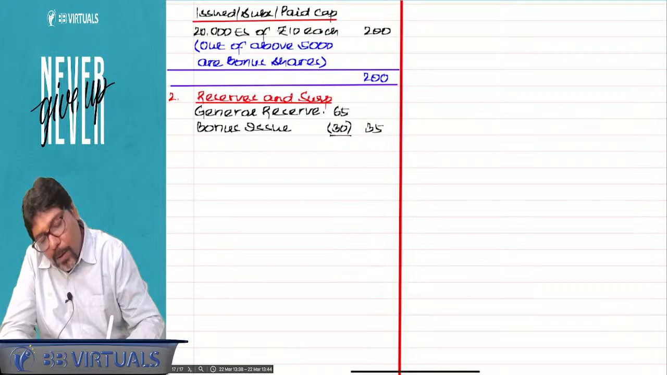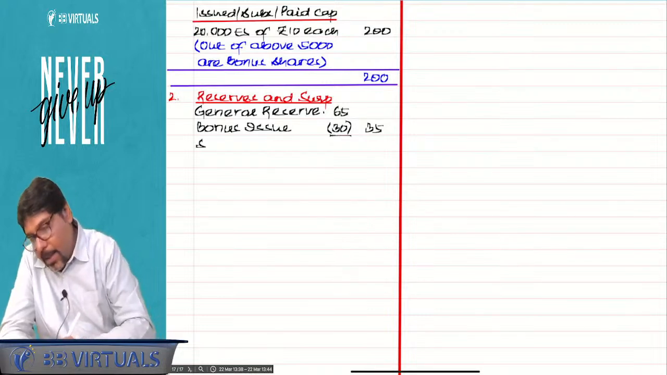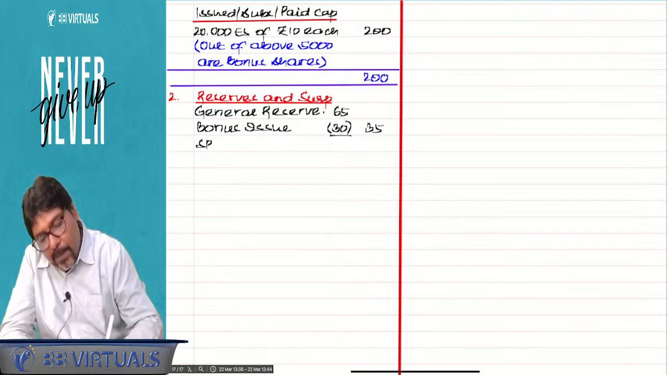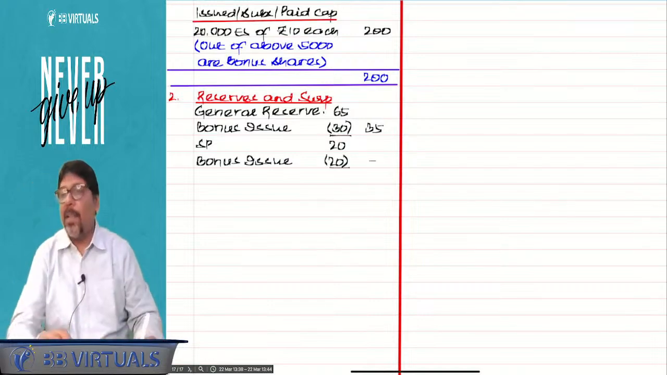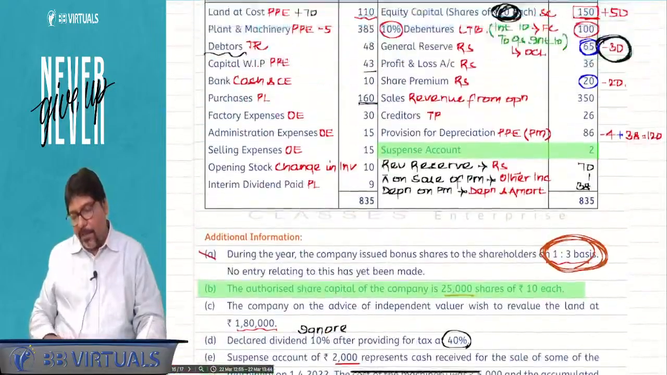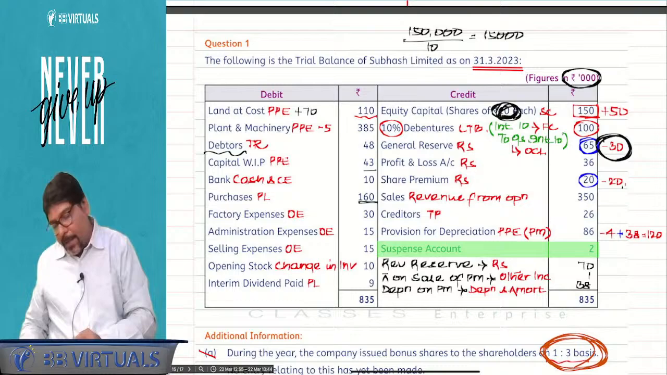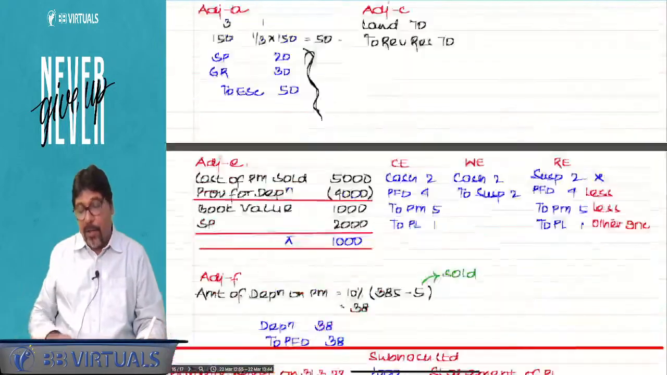Then what do we have? Then we have got securities premium. How much securities premium? 20. And this entire was used for bonus issue. So we are left with nothing. Oh my God. Full 20 is gone. Correct? Yes.